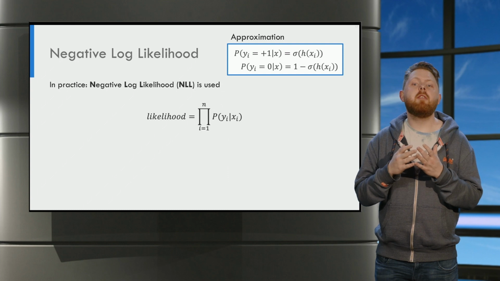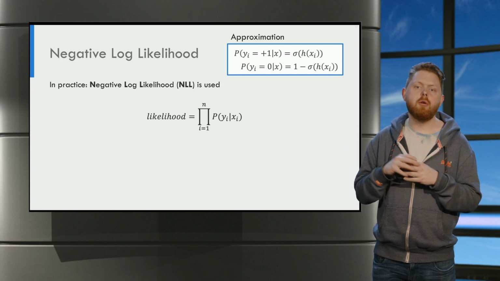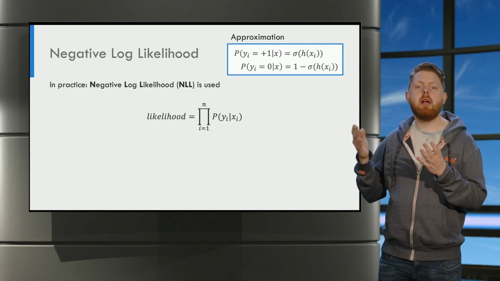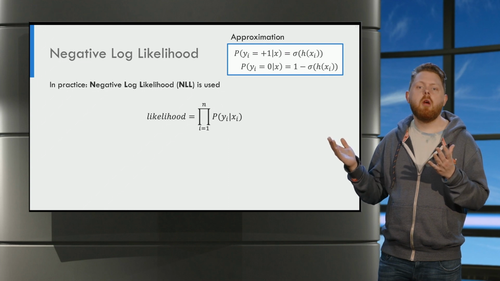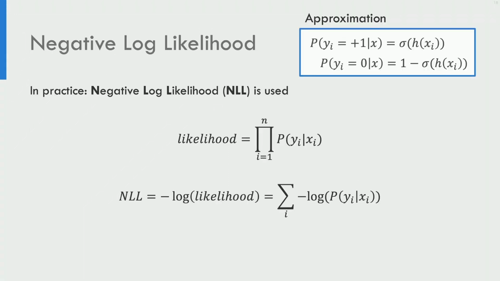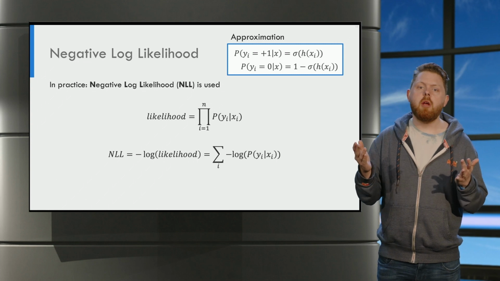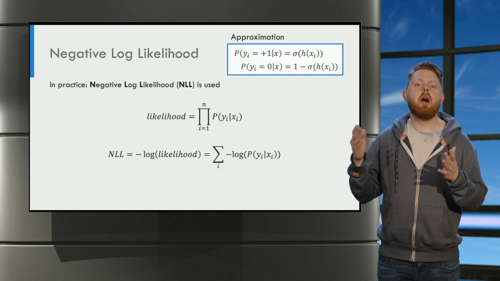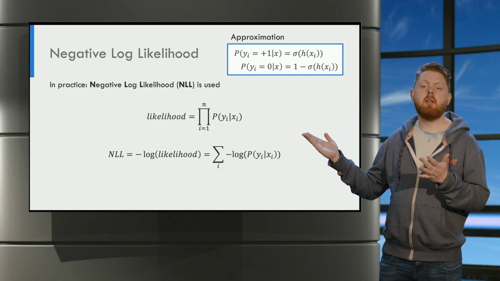In practice, people instead minimize the negative log likelihood. Okay, so what is that? Below, we have the likelihood that we have seen before. We multiply all probabilities together. The negative log likelihood, also abbreviated as NLL, is the negative log of the likelihood. If you have something that is multiplied together and you take the logarithm, the multiplication turns into a sum. And here we now have the sum over all these probabilities.